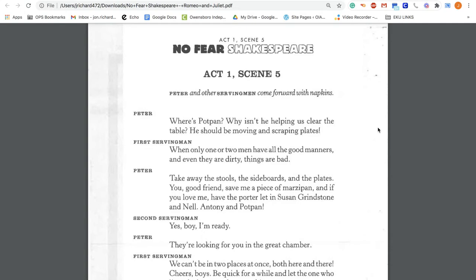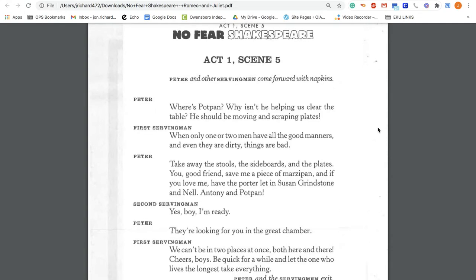Okay, here we go. All right, so Peter and other serving men come forward with napkins. So they're at this ball, at this party, and Peter enters. Where's Potpan? Why isn't he helping us clear the table? He should be moving and scraping plates. And then a serving man walks up. When only one or two men have all the good manners, and even they are dirty, things are bad. Peter replies, take away the stools, the sideboards, and plates, good friend. Save a piece of marzipan. And if you love me, have the porter let in Susan Grindstone and Nell, Antony, and Potpan.